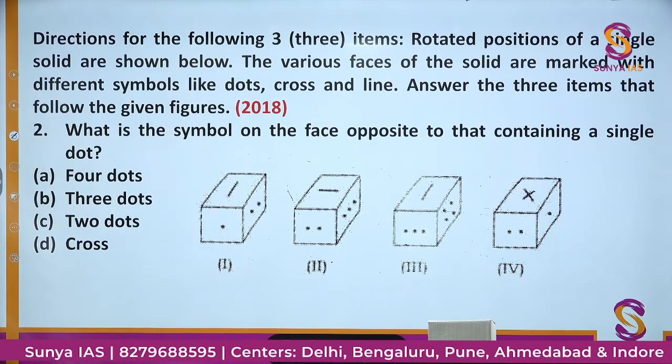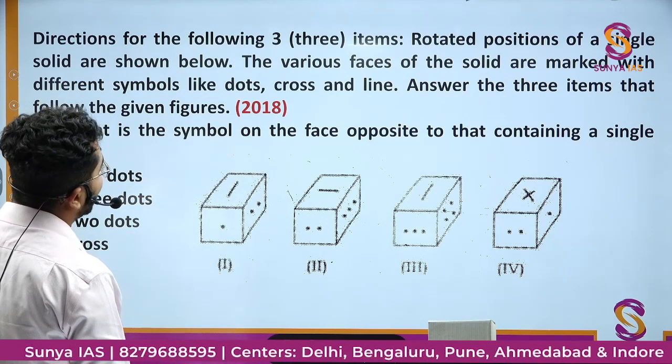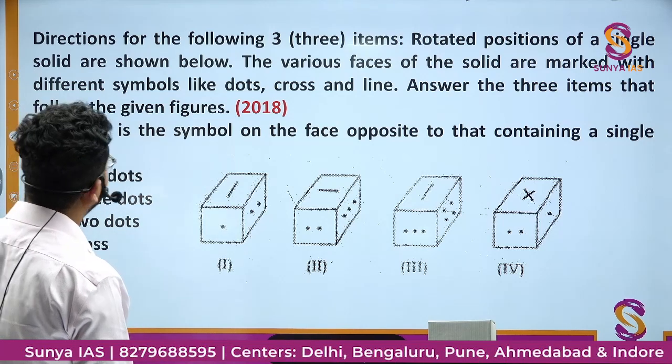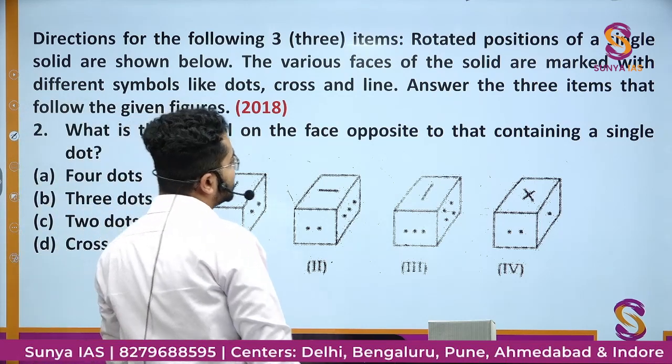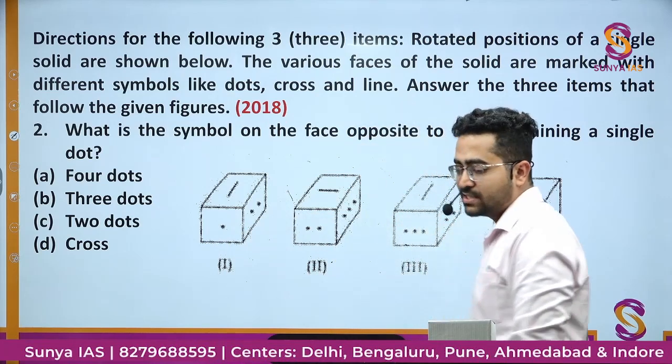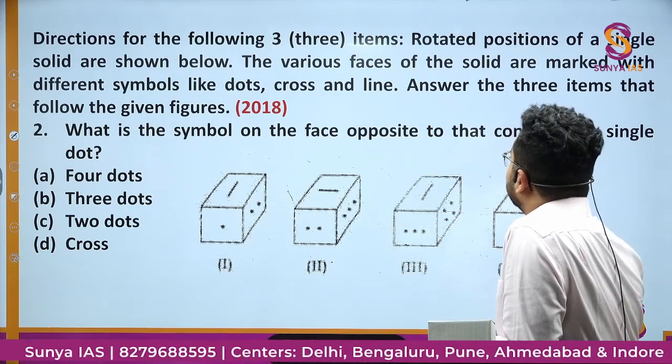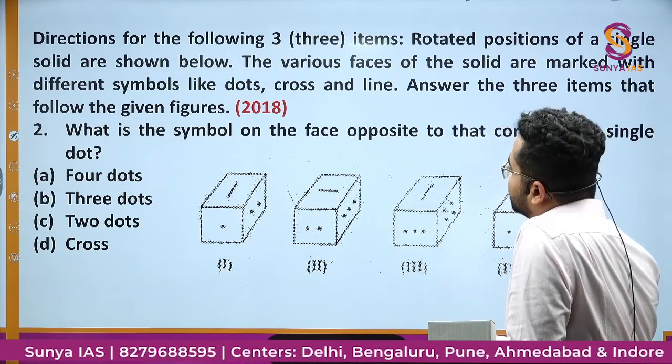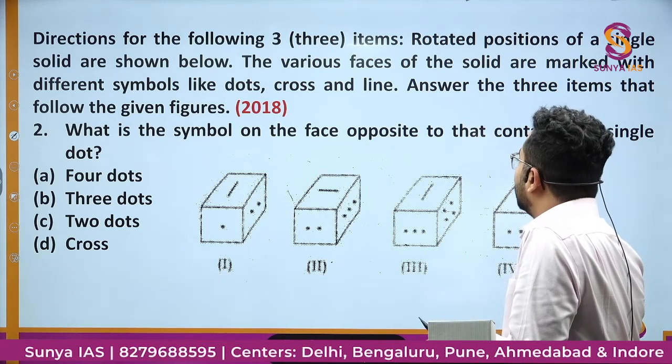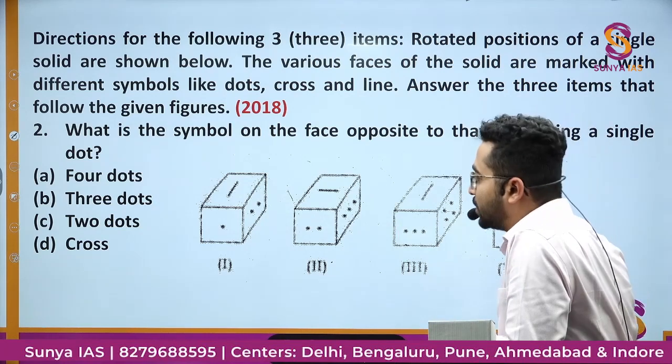So the next question is: Directions for the following 3 items, rotated positions of a single solid are shown below. The various faces of the solid are marked with different symbols like dots, cross and line. Answer the 3 items that follow the figure. What is the symbol on the face opposite to that containing a single dot?